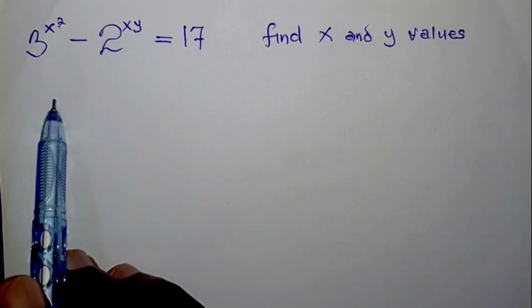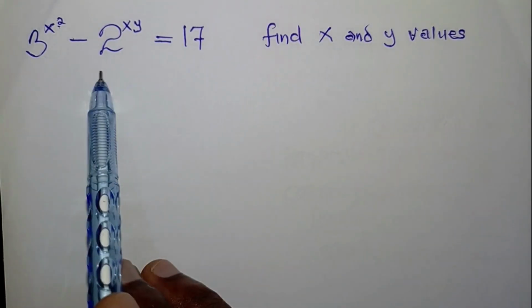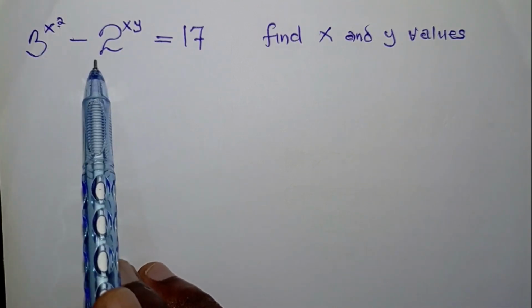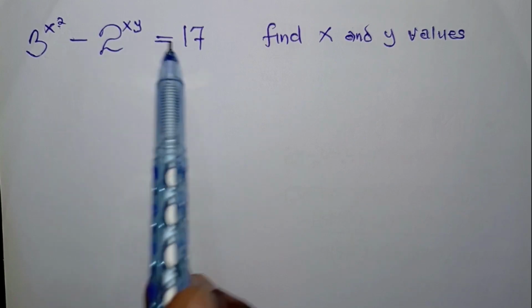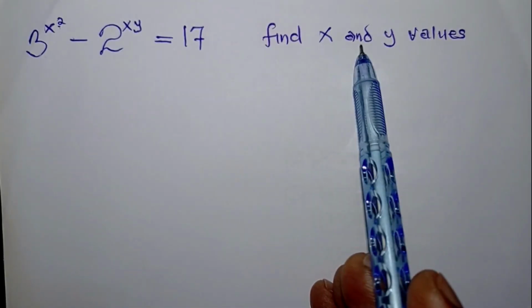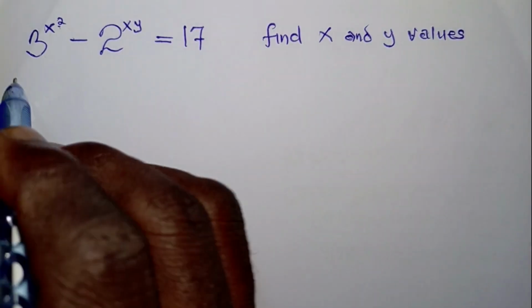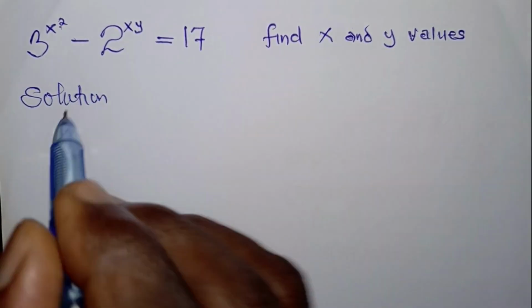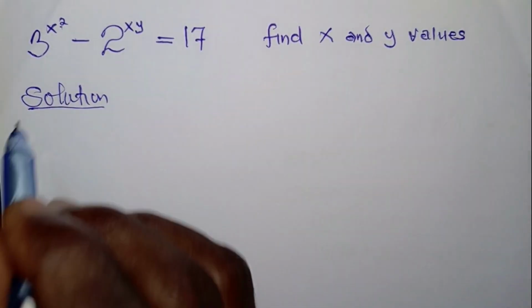Welcome. We are going to look at the solution set to this equation. We have 3 raised to the power x squared minus 2 raised to the power xy equals 17. Find x and y values. Solution. We're going to rewrite the equation here.